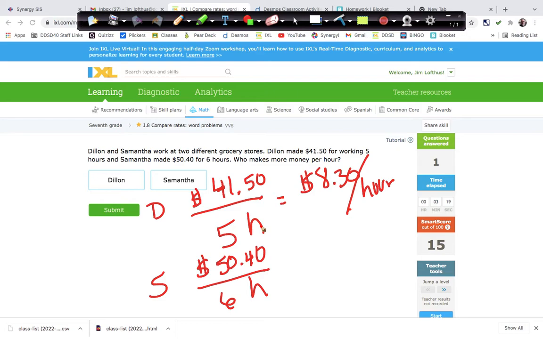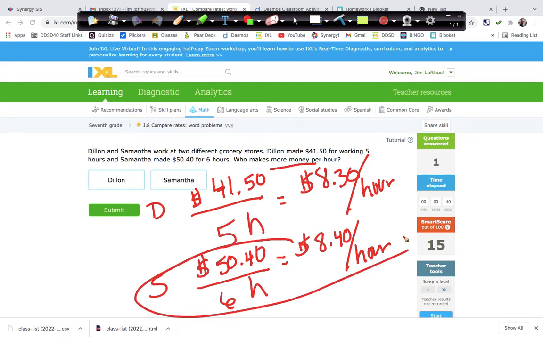And I'm going to put in 50.40 divided by 6. And I get $8.40 per hour. And I'm going to read the question really carefully. $8.40 per hour. And it says, who makes more money per hour? So that would definitely be Samantha.